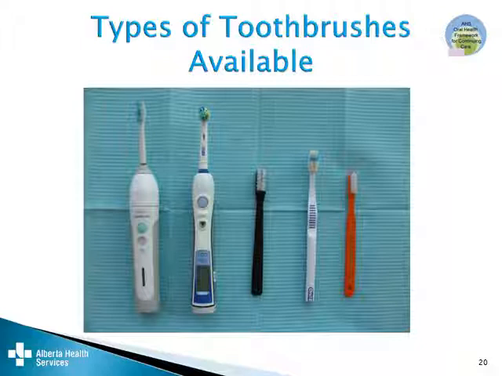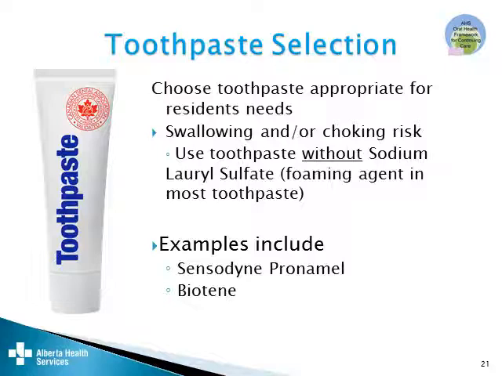When choosing a toothpaste, choose a toothpaste that is appropriate for the resident's needs. Consider the resident's situation, their ability to spit, their risk of choking, and their risk for tooth decay. Residents with swallowing or choking risks should avoid using regular toothpaste that contains sodium lauryl sulfate, or SLS. A detergent that breaks down saliva but creates a lot of foam that is hard for the resident to spit out. When there is less foam, you as the caregiver can see better as you brush, the resident doesn't need to spit out as much, and there is less risk of choking or aspirating.